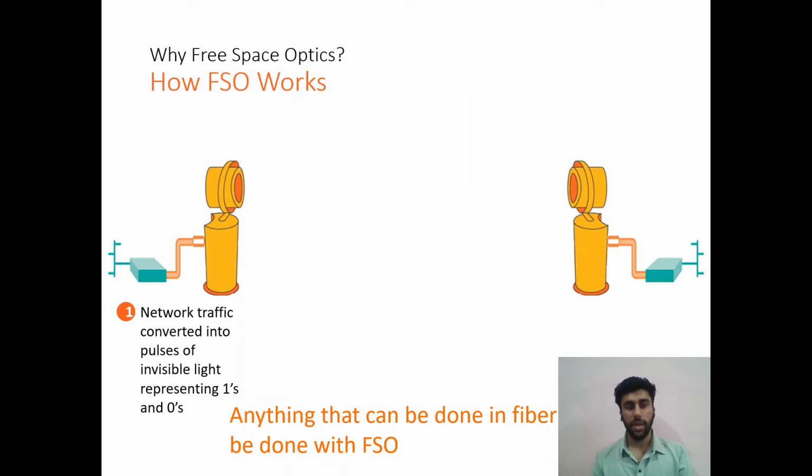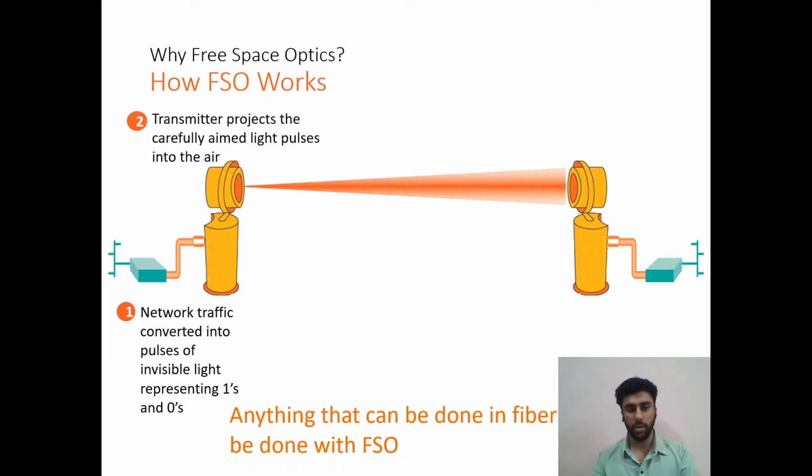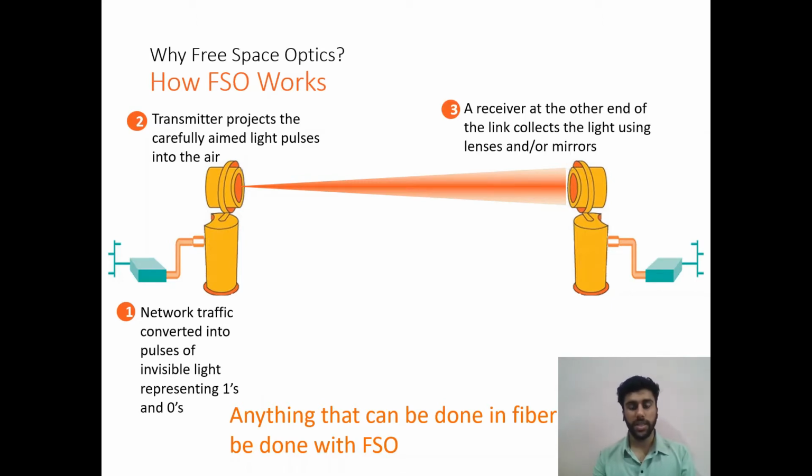So now let's see how FSO works. Firstly, the network traffic is converted into pulses of invisible light representing ones and zeros. The transmitter then projects the carefully aimed light pulses into the air. A receiver at the other end of the link collects the light using lenses or mirrors. The received signal is converted back into fiber signals.